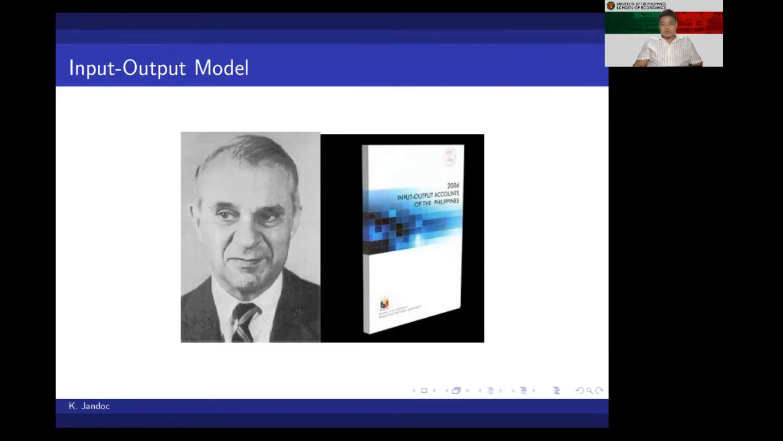This is not only theoretical, because we also use this input-output analysis. For example, the Philippine Statistics Authority (PSA) collects information in the input-output accounts of the country. It's a publication, so it's used in real life, so to speak.